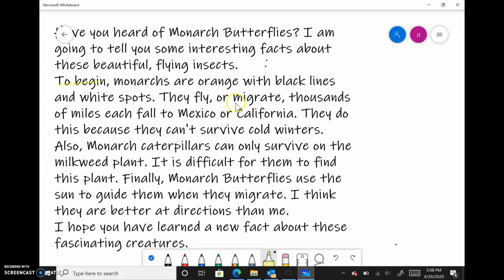They fly or migrate thousands of miles each fall to Mexico or California. So that was another fact. They do this because they can't survive cold winters. So there's a third fact. Now I have another transition word, and I'm not sure why I didn't put transition words with all those facts, but sorry. Also, monarch caterpillars can only survive on the milkweed plant. It is difficult for them to find this plant.